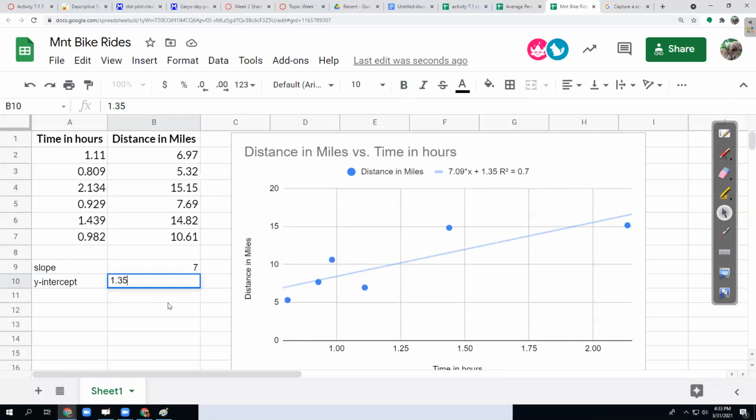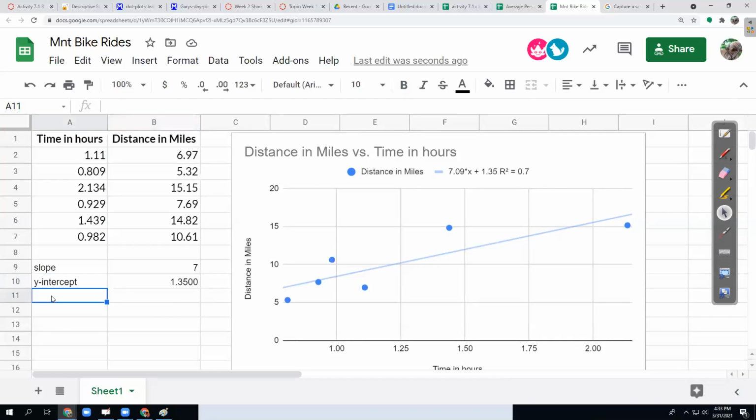That would be the point: if x is 0, y is 1.35. So if I didn't spend any time biking, I've gone 1.35 miles. The y-intercept doesn't make sense physically, but we need it to get the line in the right spot.